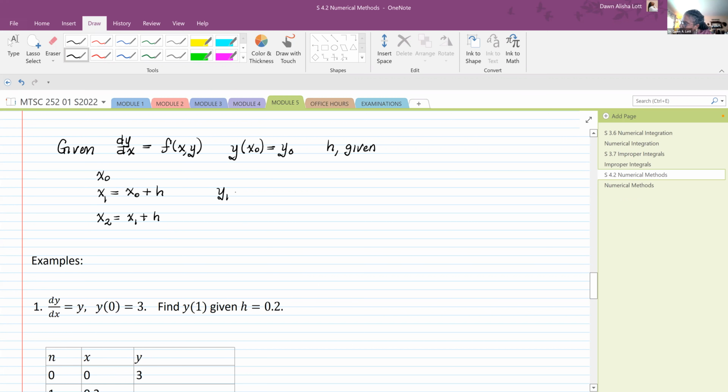y1 is going to be y0 plus h times f of x naught and y naught, because I know that. So I know x naught and y naught. I can find f at that point, multiply it by h, add y naught. That'll give me y1. And so now I have the point x1, y1.